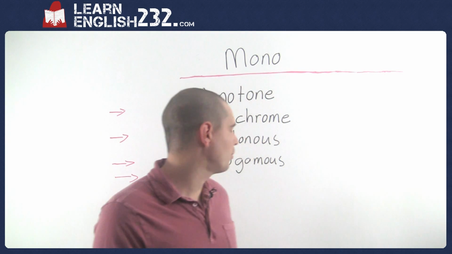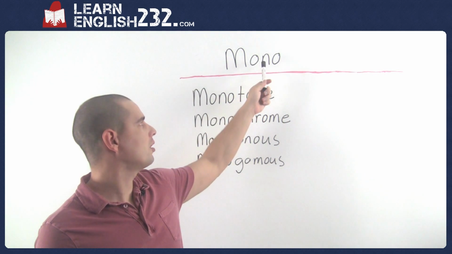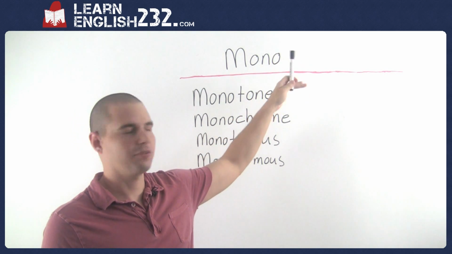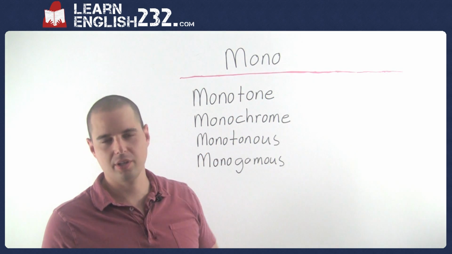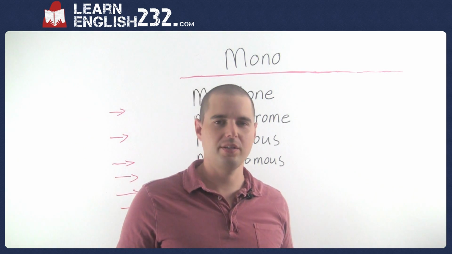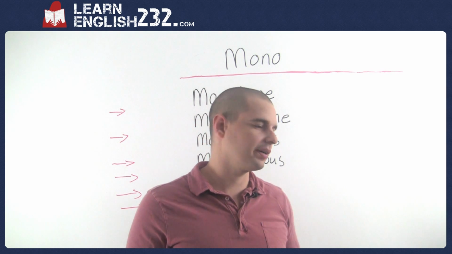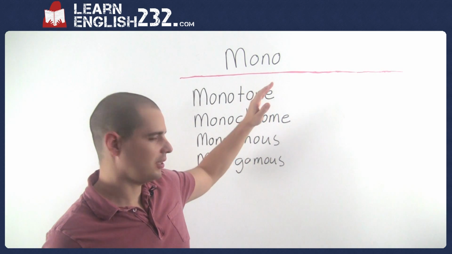Anyway, great words here. If you see any more words with the front, the prefix mono, you're going to know it has something to do with one. You're going to get a better guess at the word. Now you know exactly what these four mean.